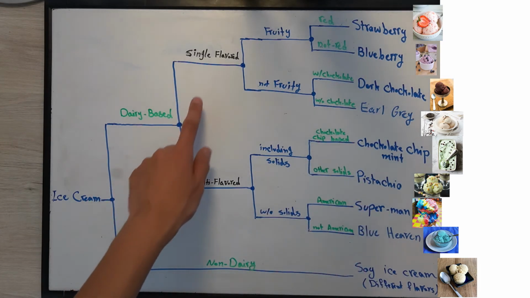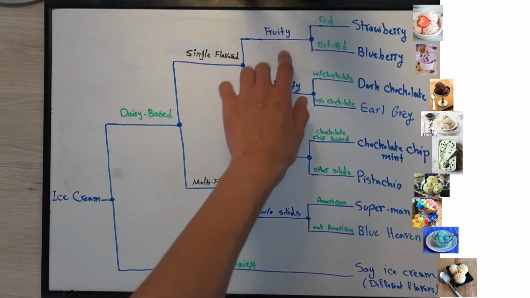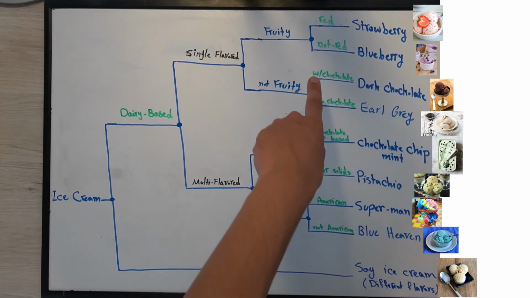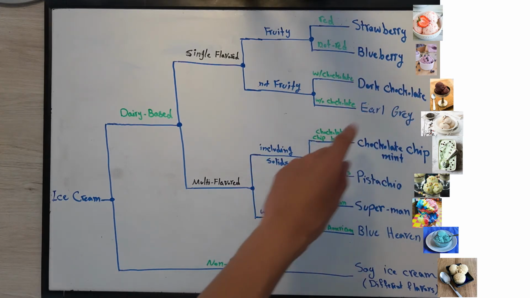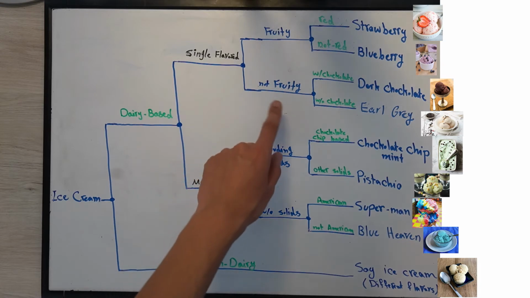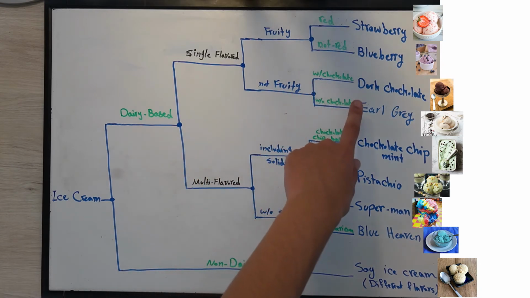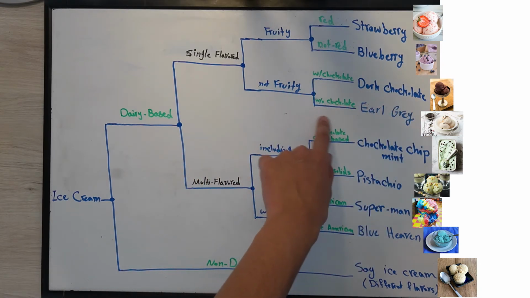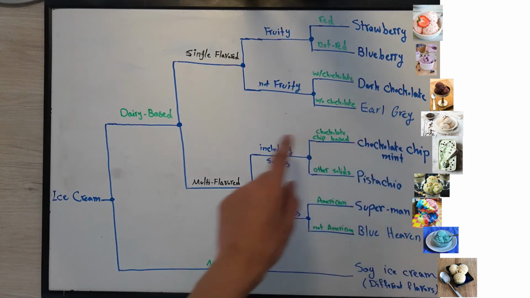For our dairy-based ice cream, if it's single flavored, fruity, and red, it would be strawberry. If it's not red, it would be blueberry. If it is single flavored but not fruity and it has chocolates, it would be dark chocolate. If it does not have chocolates, it would be Earl Grey.